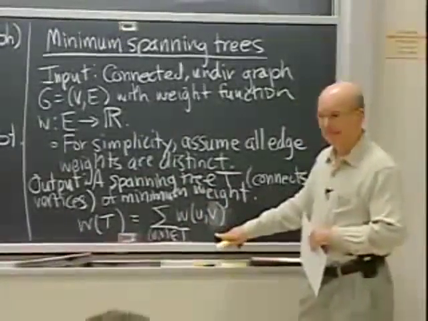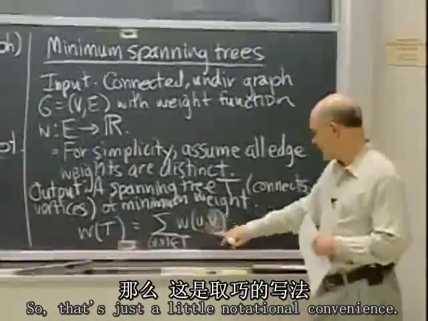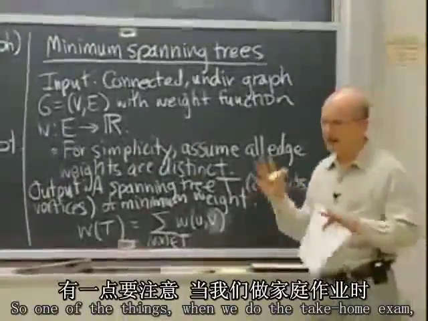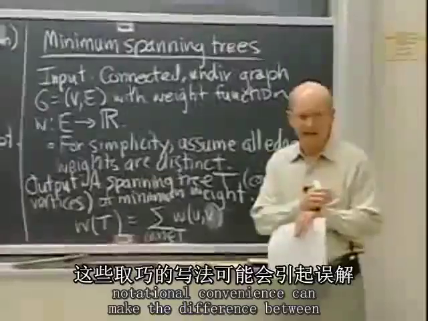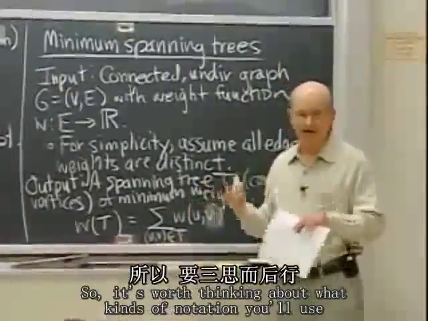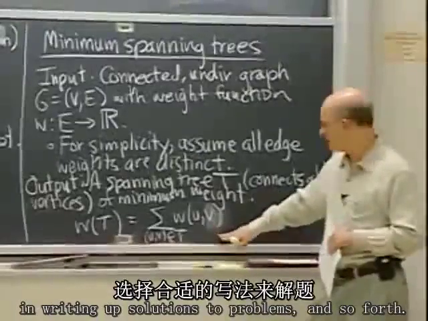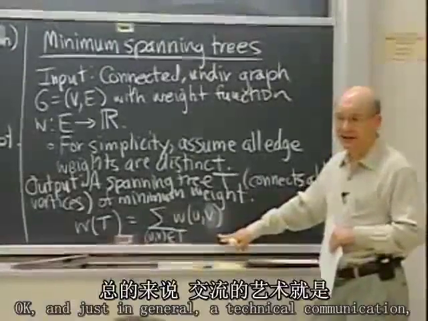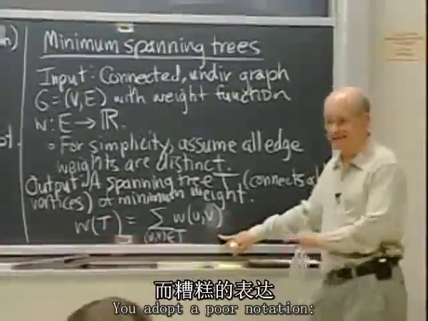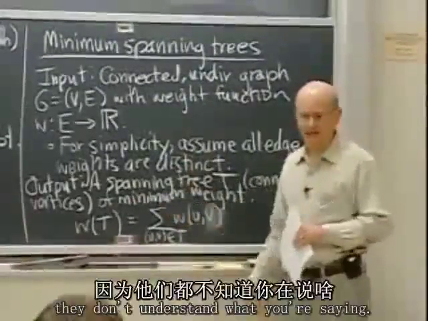So that's just a notational convenience. When we do the take-home exam, notational convenience can make the difference between having a horrible time writing up a problem and an easy time. So it's worth thinking about what kinds of notation you'll use in writing up solutions to problems. And just in general in technical communication, if you adopt a good notation, people understand you. If you adopt a poor notation, nobody pays attention to what you're doing because they don't understand what you're saying.